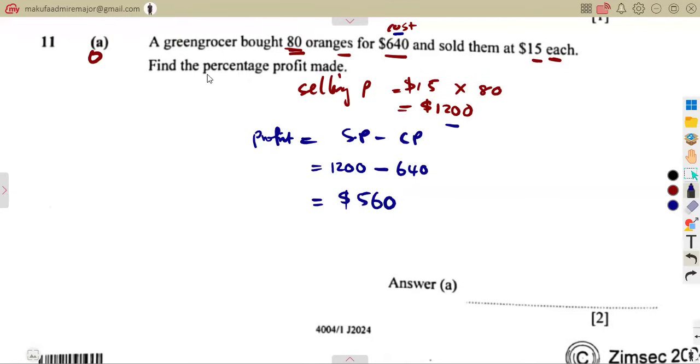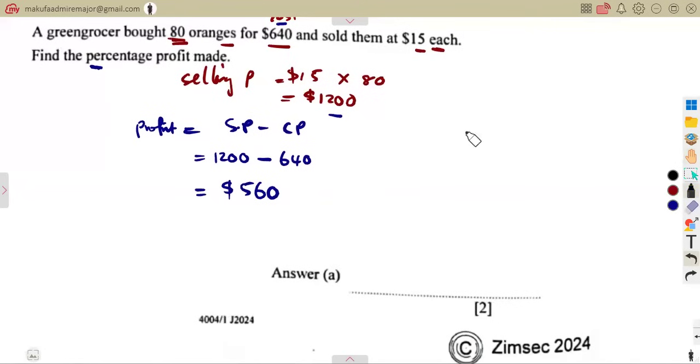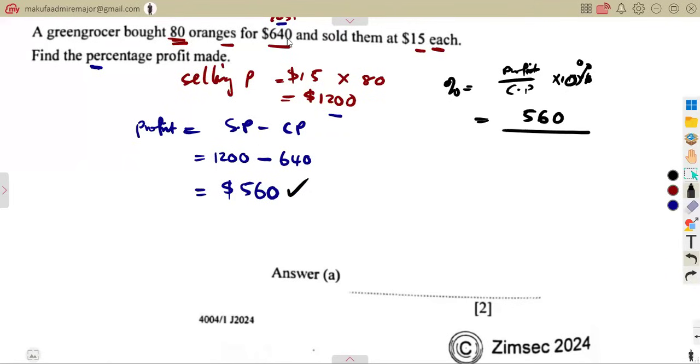But the question is, find the percentage profit made. So the percentage profit made, understanding that the percentage will be profit over the cost price times 100%. So we're simply substituting our values, the profit in this case, which is the one that we got here. So that is a profit of $560. The cost price initially, it was 640 times 100%.